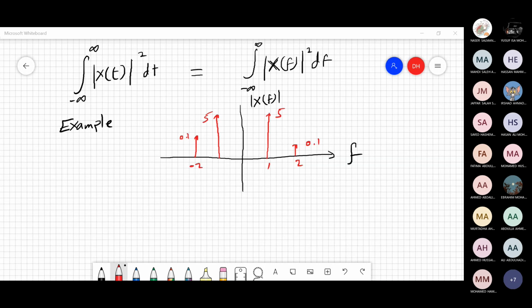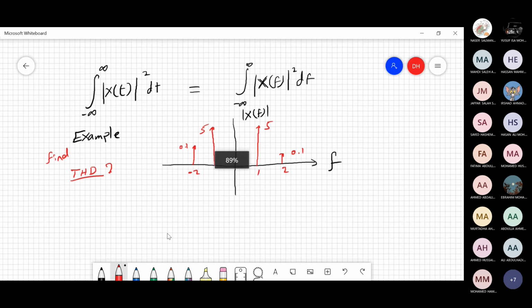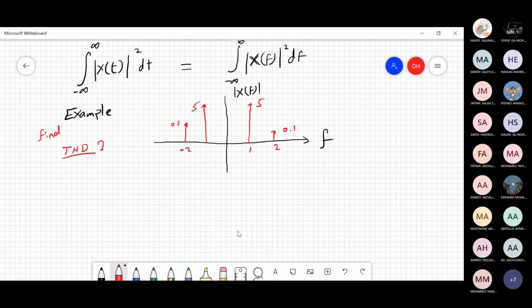Distortion here. Okay, so let me say that we want to find total harmonic distortion. Okay, what is the formula for total harmonic distortion? Total harmonic distortion is equal to P average harmonic divided by P average fundamental.